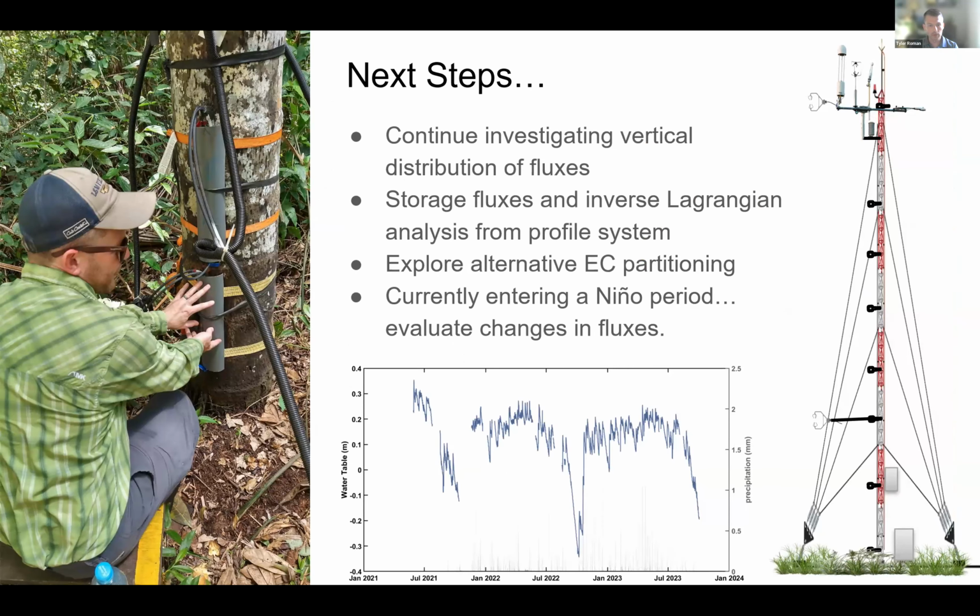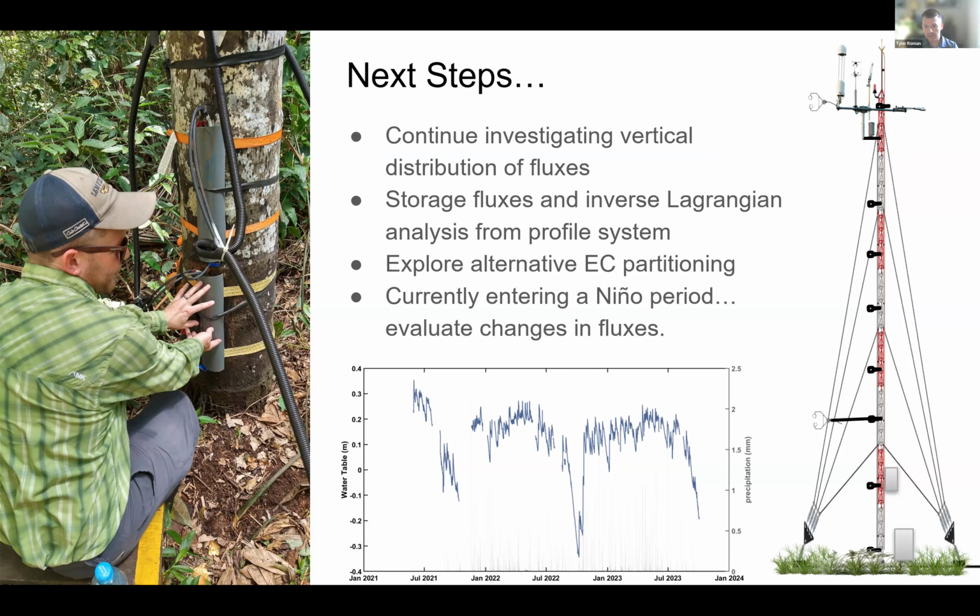And so moving forward, there's a lot more that we can do to better understand this ecosystem. Part of that will be continuing this investigation of the vertical distribution of fluxes, both along the stems from the soil surface upwards, but also utilizing profile data that we now have on the tower to get a better understanding of what's happening from the soil surface up through the canopy and to the level of the tower instrumentation at the top of the tower.